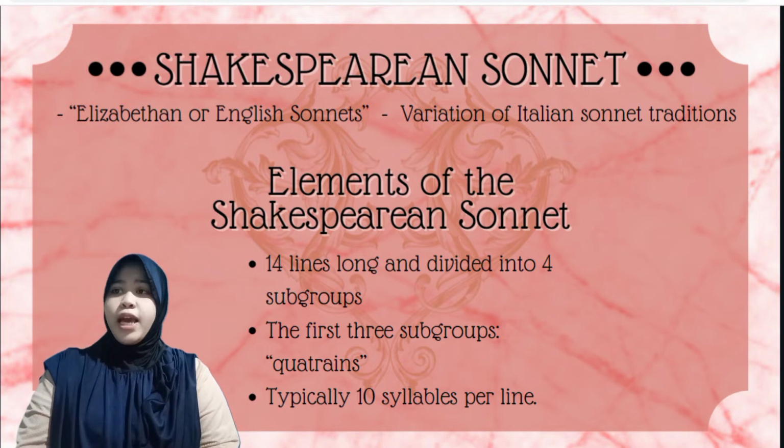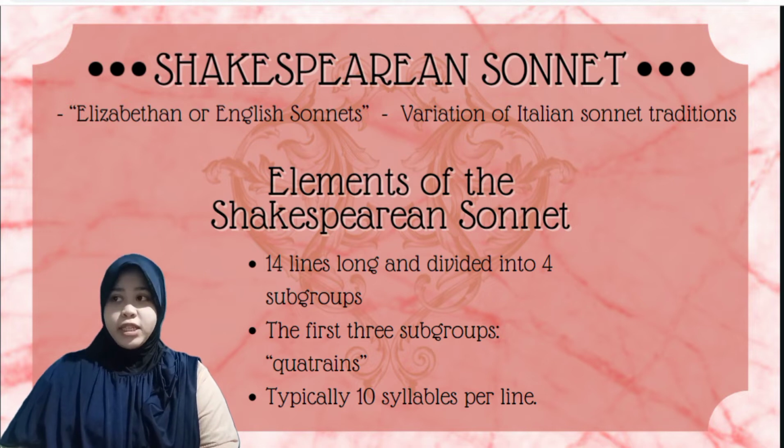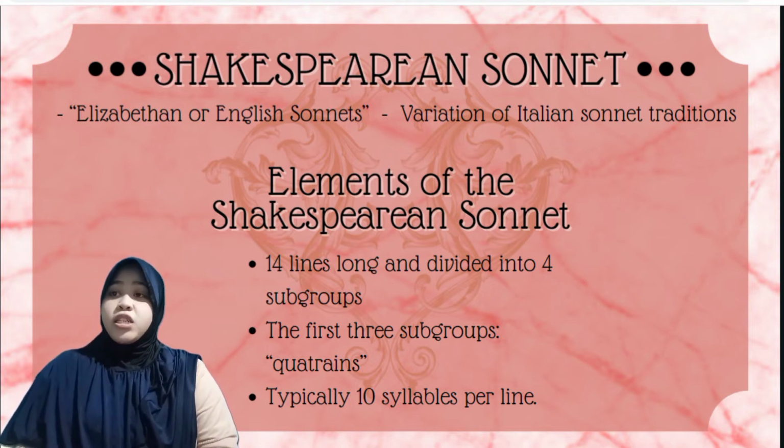Now let us talk about the elements of a Shakespearean sonnet. It is 14 lines long, divided into 4 subgroups. The first 3 subgroups, with 4 lines each, are called the quatrains. The second and fourth lines contain rhyming words. A Shakespearean sonnet concludes with a 2-line subgroup rhyming with each other.